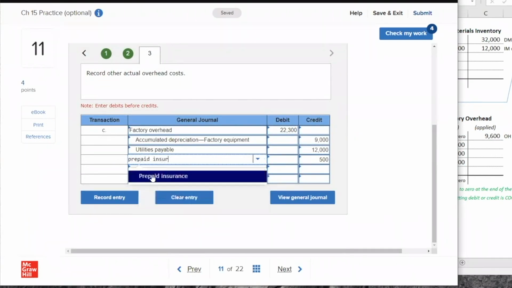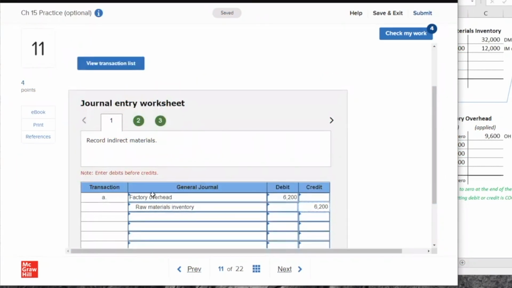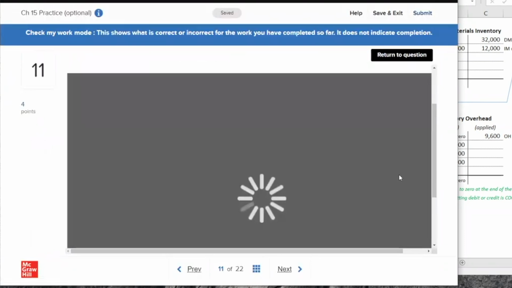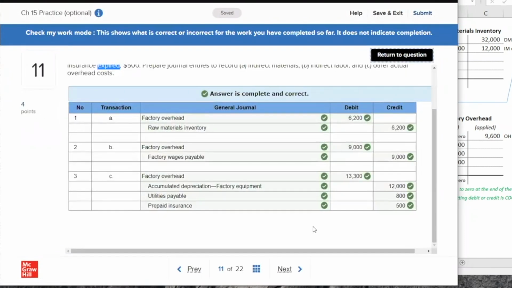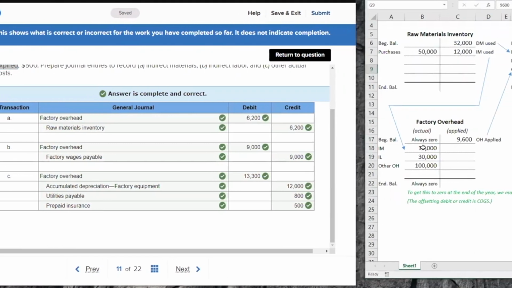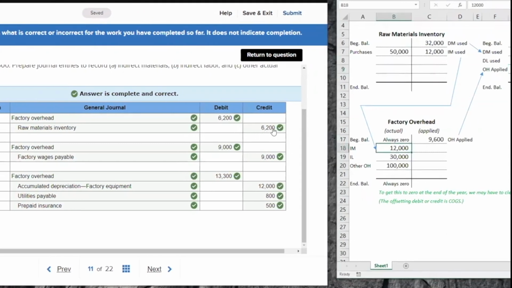Okay. All right. So there's my raw materials taken care of. There's my indirect labor taken care of. So really, this would just be the depreciation, utilities, and prepaid insurance. 13,300. Okay, so that's the rest of it. Yeah, there we go. So this is recording overhead, actual overhead incurred. So when we incur that overhead, we will literally just put it in here. Indirect materials, right? 6,200.